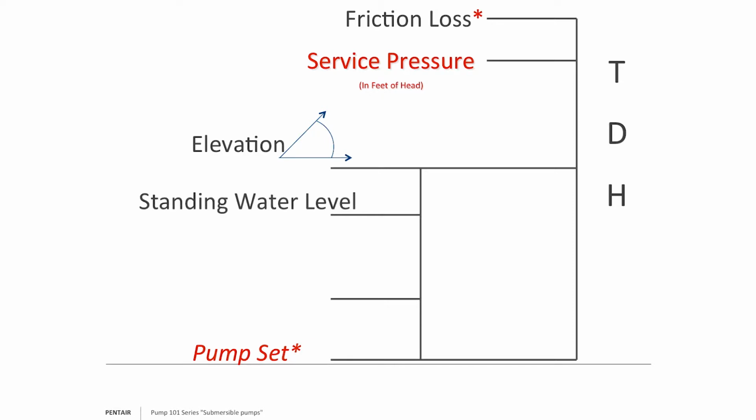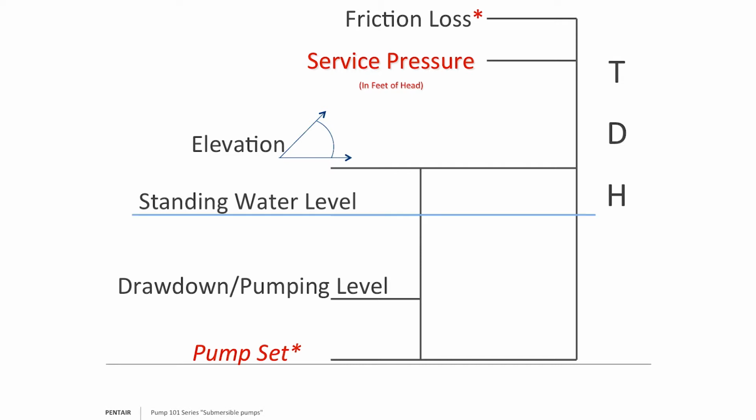We also want to know where the standing water level is, and also where the drawdown level is. Remember that pump well condition we talked about earlier. The well could support 20 gallons per minute at 5 feet of drawdown. Okay, so more importantly, like I say, where's the standing water level, but how far down do you expect that water to drop? How many feet is that going to drop?